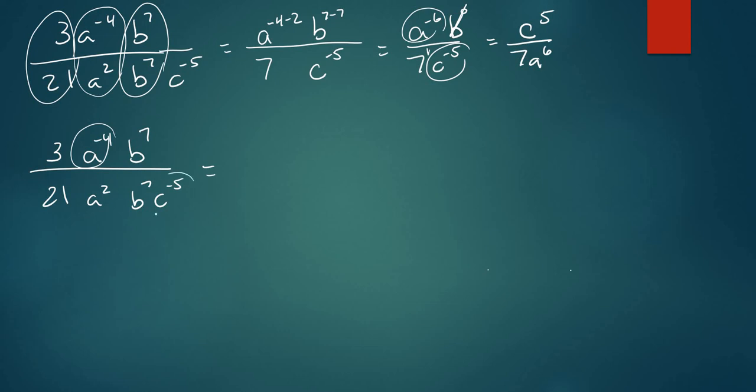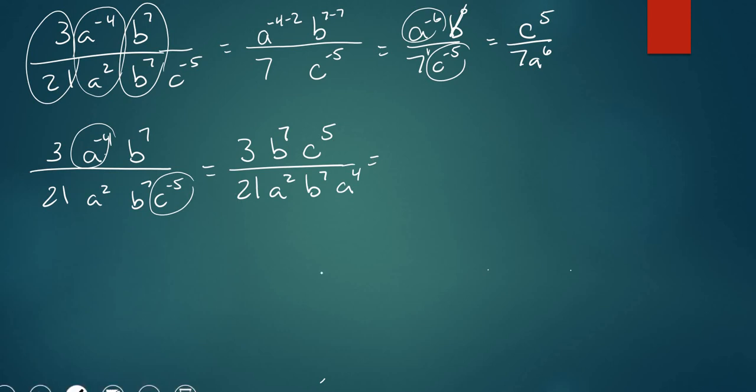This time, the first thing I'm going to do is take anything with a negative power and move it. So I've got 3 b to the 7th. They're still all on top because they had positive powers. I'm going to bring the c to the 5th up. I have 21a squared b to the 7th on the bottom. None of those have to move. And I'm going to bring the a to the 4th down.